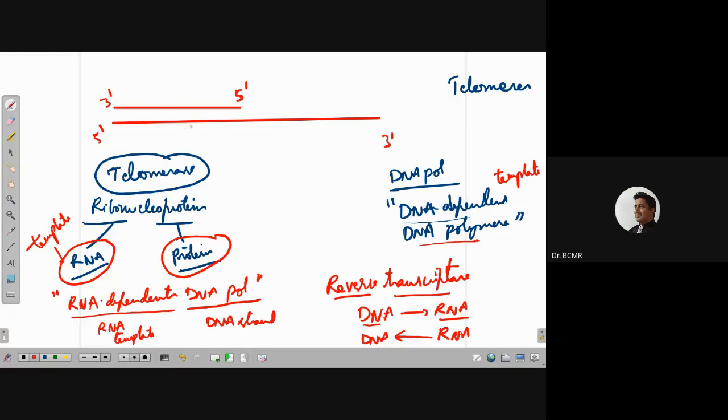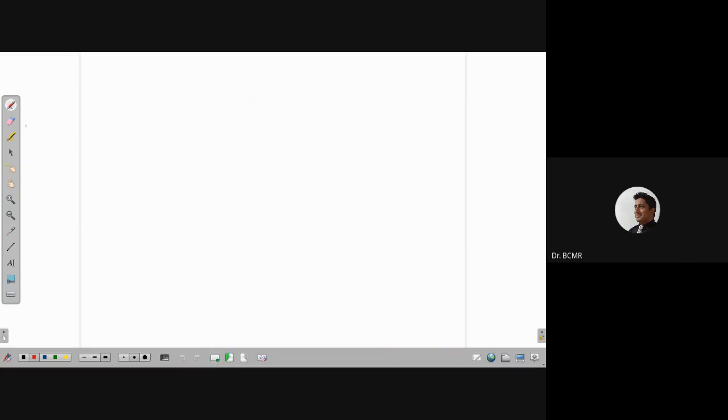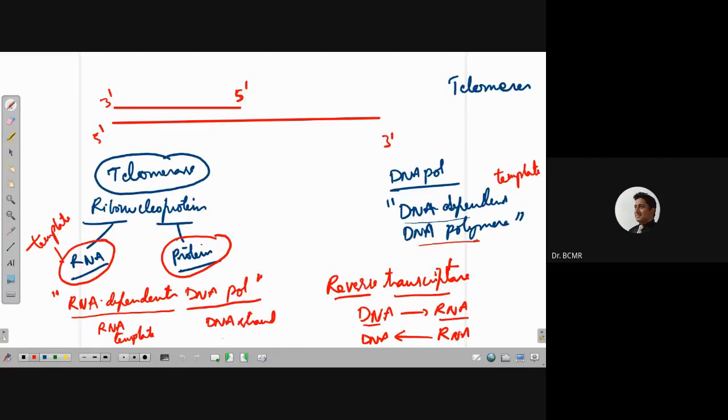So the mechanism is beautiful actually, about how this works. We'll try to get this done again. I hope you understood that telomerase is the one that synthesizes telomeres. It is a ribonucleoprotein. It has an RNA component and a protein component. Telomerase is an RNA-dependent DNA polymerase. The RNA component acts as a template, and telomerase synthesizes the DNA strand. That is something you need to remember.